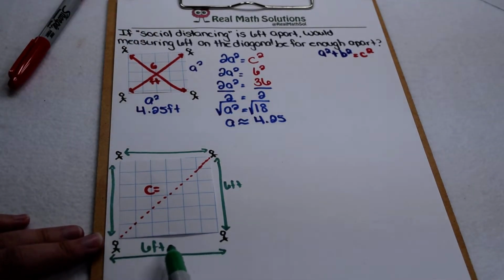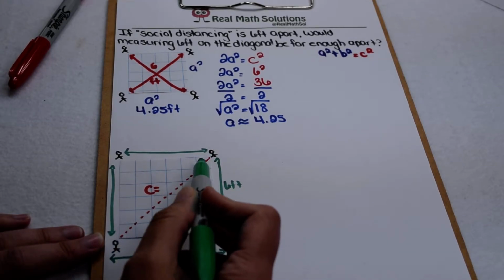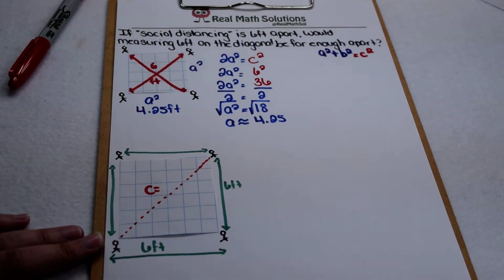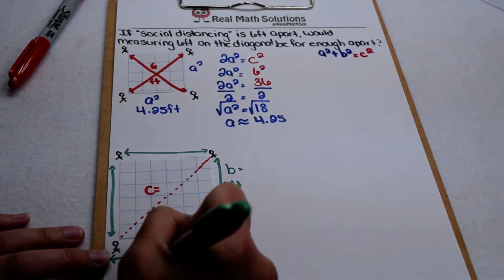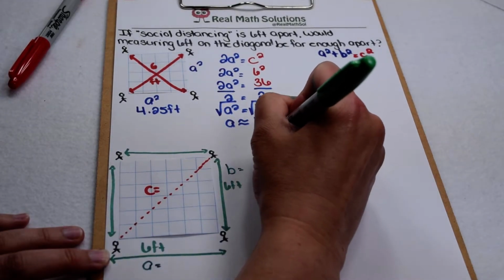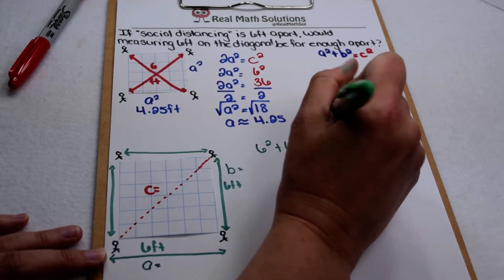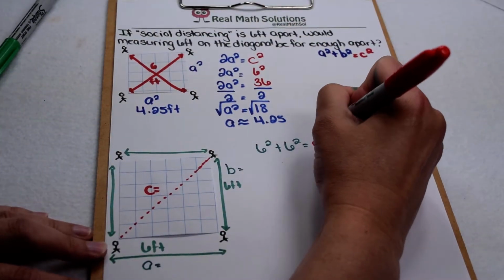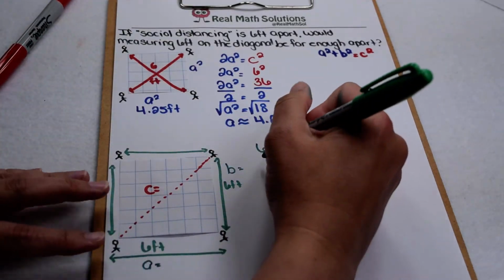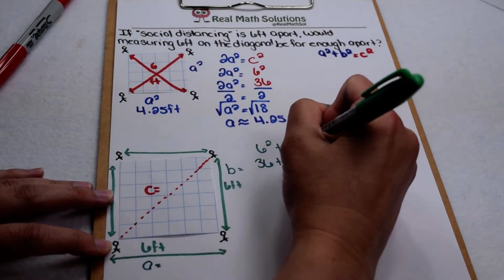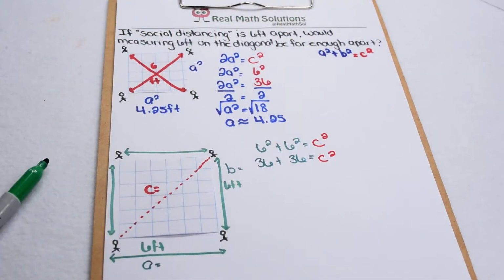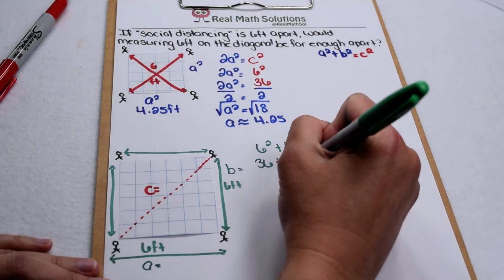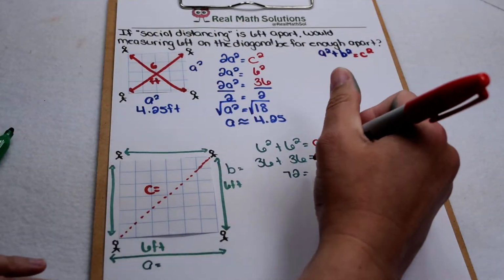So if we need these people to be 6 feet apart, how far apart are you going to be on the hypotenuse? Well, again, going back to a squared plus b squared equals c squared. Here, our two legs would be our a and our b, even though they're the same. So 6 squared plus 6 squared is going to equal our hypotenuse squared. Well, 6 squared is 36. So that gives us 36 plus 36 to equal our hypotenuse squared. 36 plus 36 gives us 72. So that would be our hypotenuse squared.